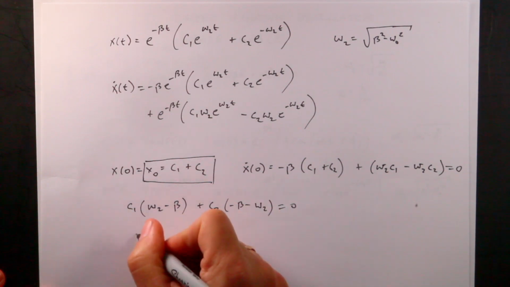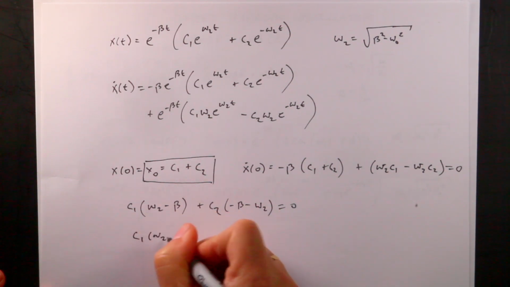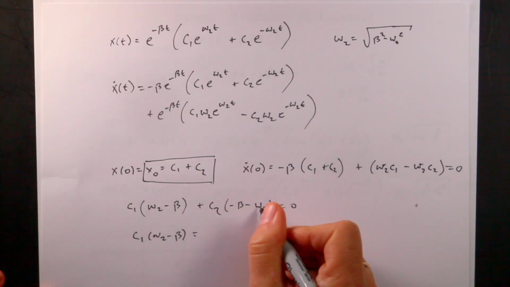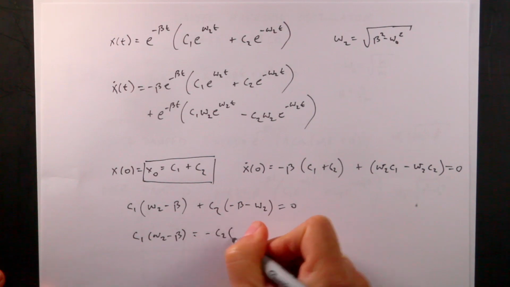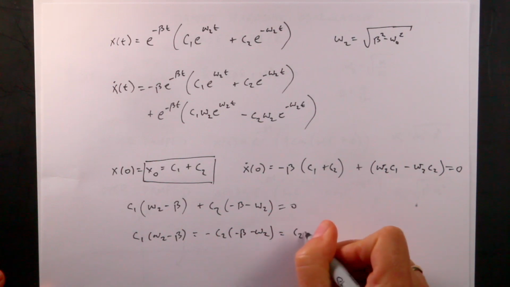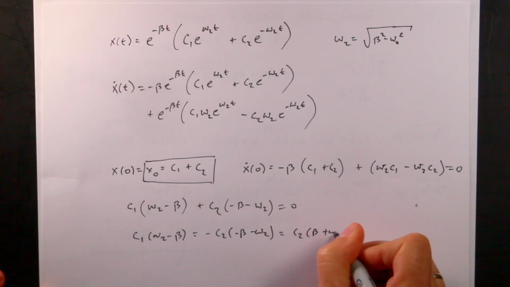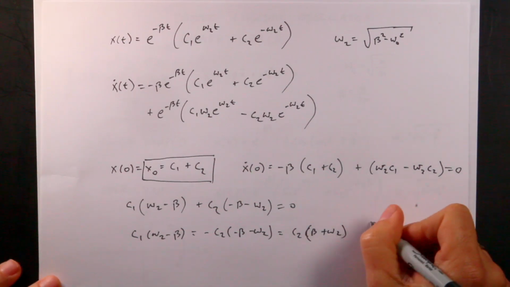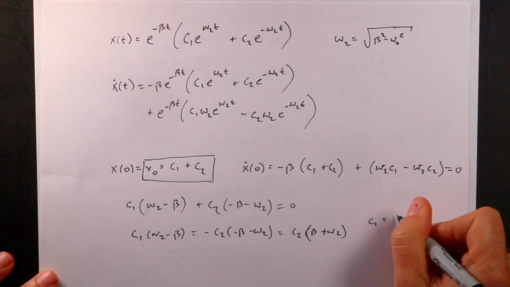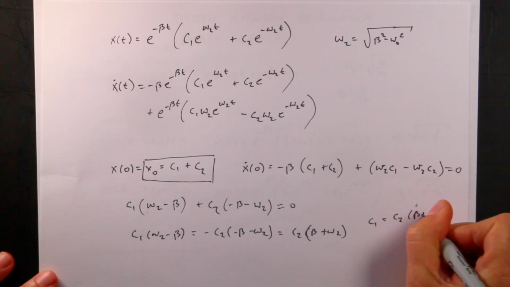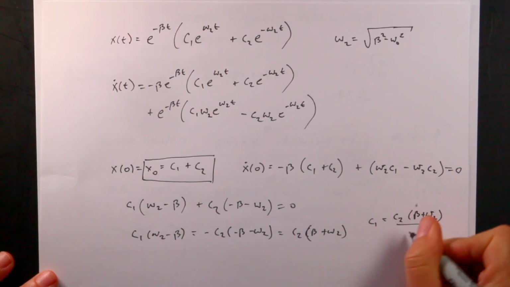If I solve this for C1, I get C1 times omega 2 minus beta equals negative C2 times negative beta minus omega 2, which is equal to C2 times beta plus omega 2, right? Because I bring the thing in. Now I divide both sides by this, and I get C1 equals C2 times beta plus omega 2 over omega 2 minus beta.